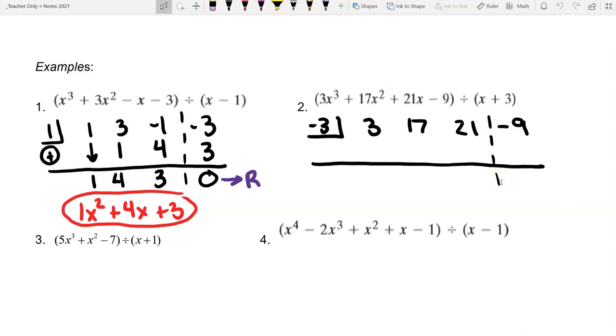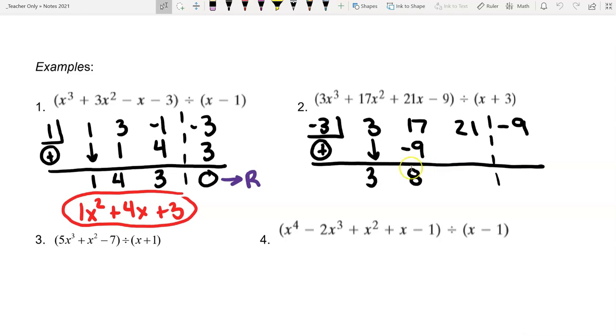So if you got the process, go for it. If not, just follow along. Drop the 3. That's always your first step. Now we start with multiplying. -3 times +3 is -9. This is where we add. 17 minus 9. Gosh, I'm blanking. 8.